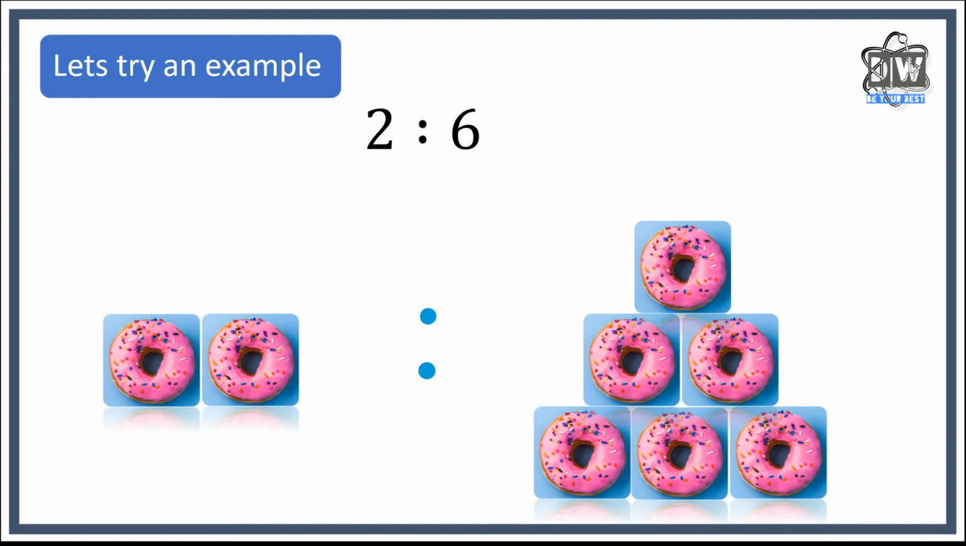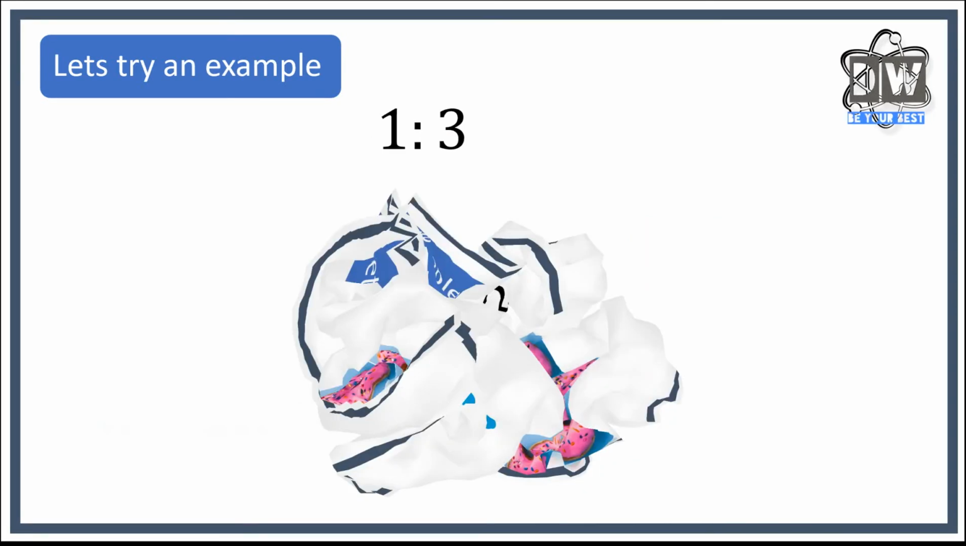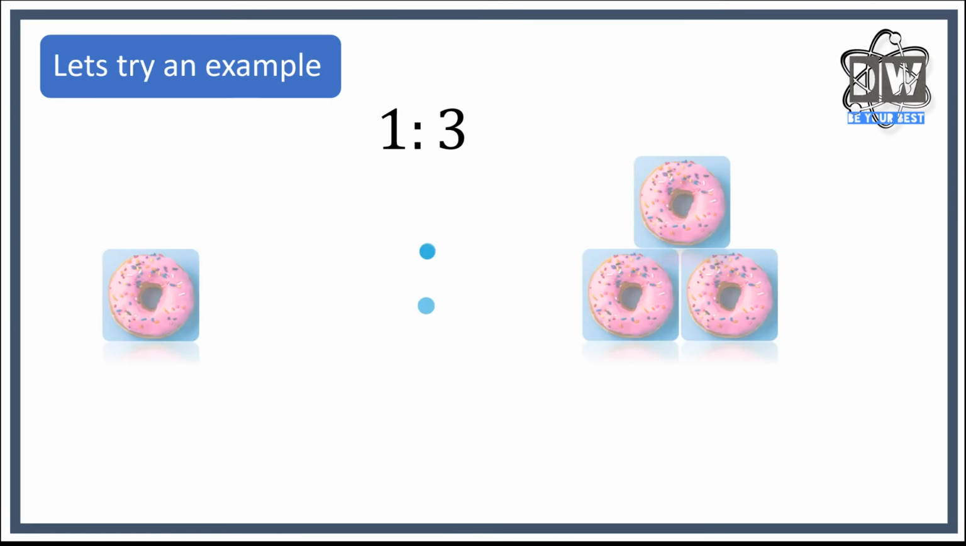We can simplify this down by looking for a number that is divisible by both. So 2 is divisible by 2 and 6 is divisible by 2. So therefore we could divide them both by 2. So we're going to do that now. 2 divided by 2 gives us 1, and 6 divided by 2 gives us 3. So that ratio could be simplified down to 1 donut to 3 donuts. And that becomes much simpler because when we then share out, let's say 12 donuts or 20 donuts, we've got a much smaller ratio to work with, which becomes easier.